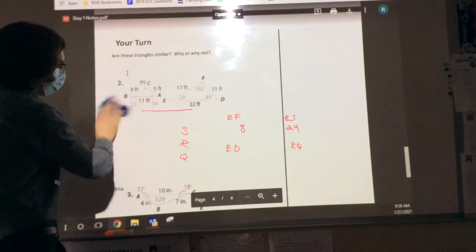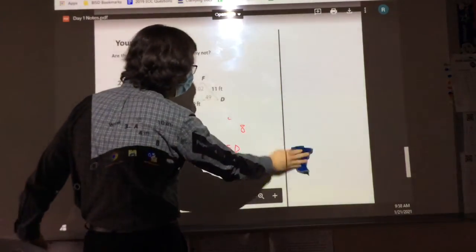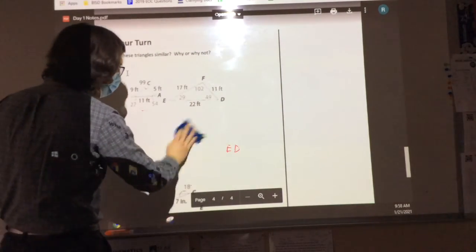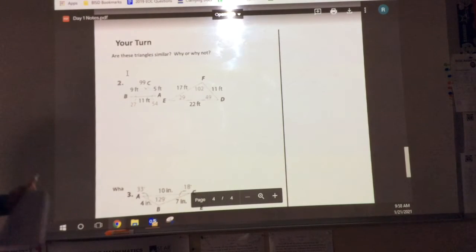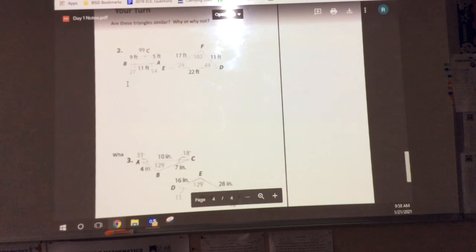Okay, now, moving into the final section of this. I want to know, are these triangles similar? So this is going to take everything that we've covered so far in class to find out if they're similar. So here's what I'm going to do. I'm going to kind of guide you through this one, and then I'm going to let you do the next one on your own.